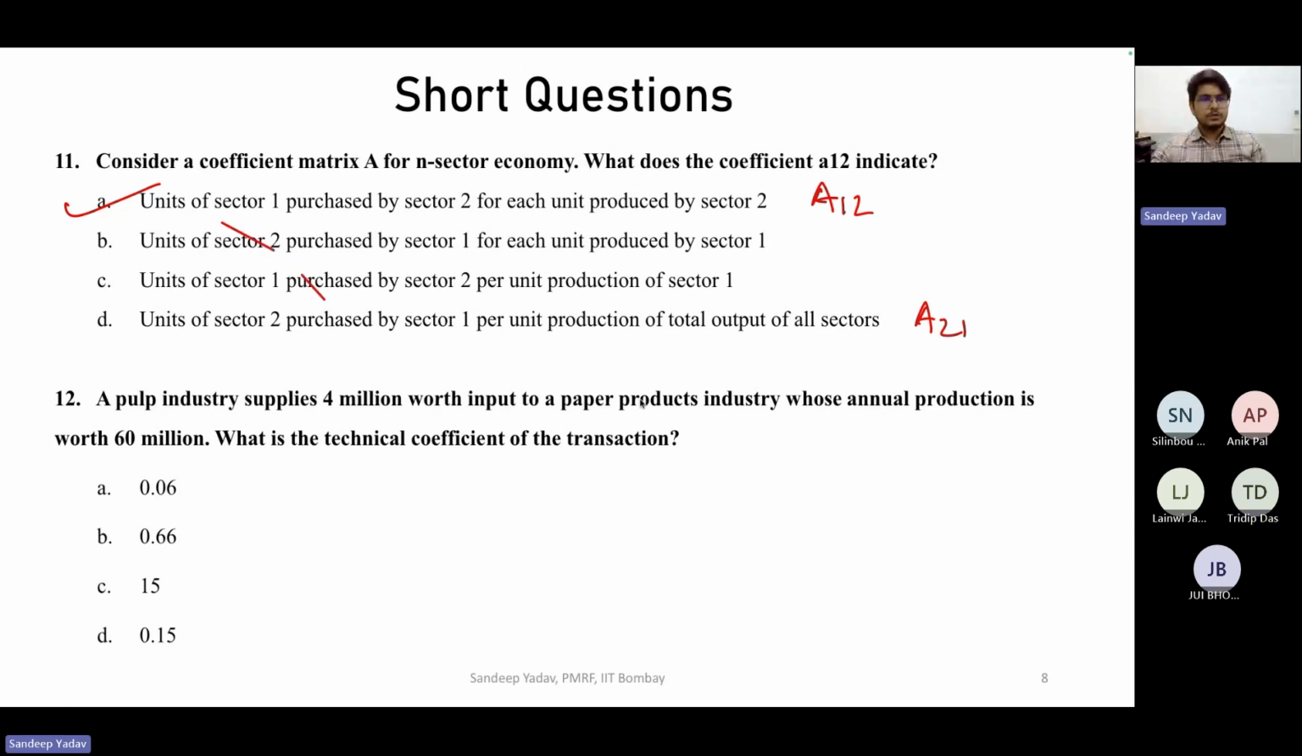Now we are moving to question number 12. A pulp industry supplies 4 millions worth input to a paper products industry whose annual production is worth 60 millions. What is the technical coefficient of the transactions? So now we'll calculate the technical coefficients. So first we should know that here Zij is equal to 4 millions as it's given here.